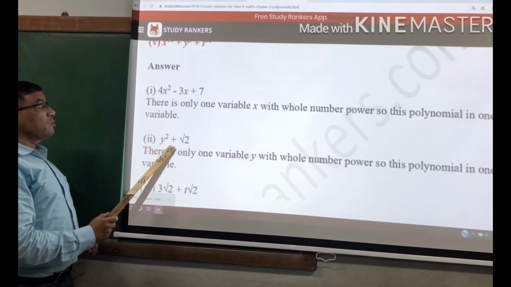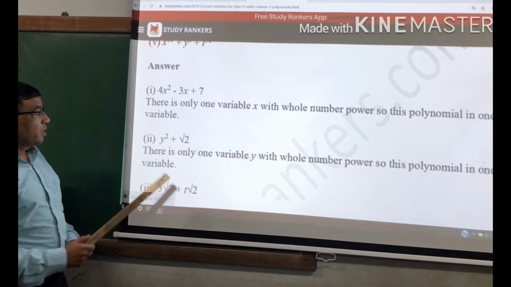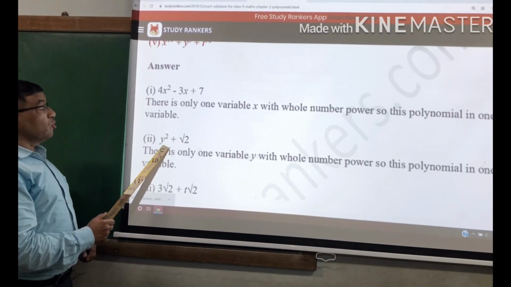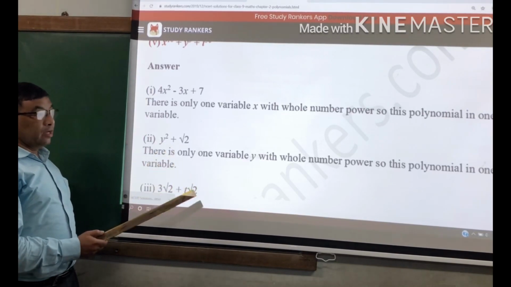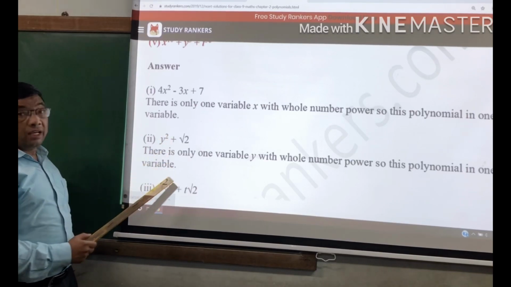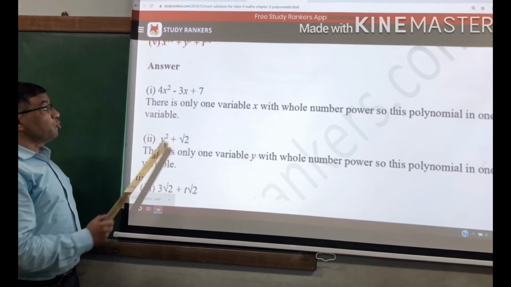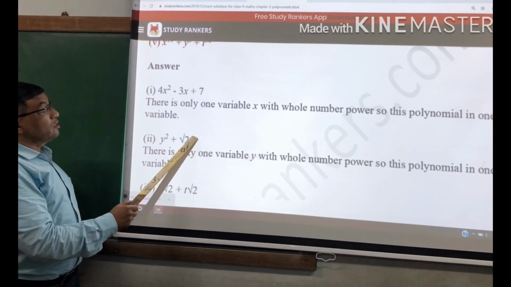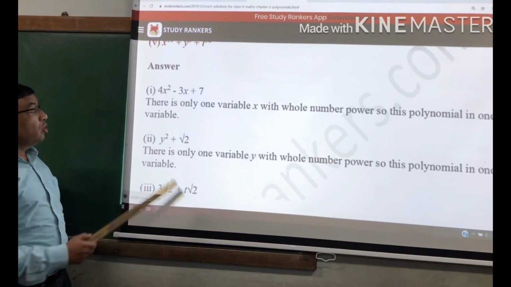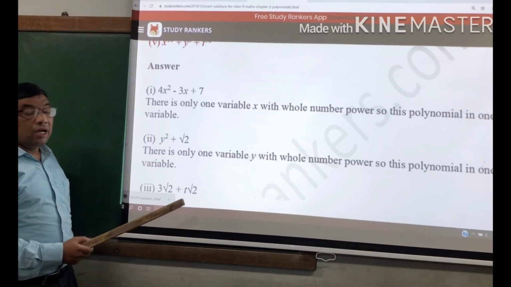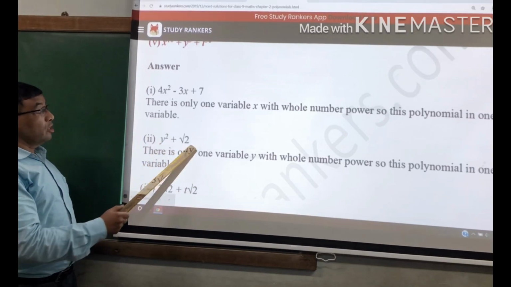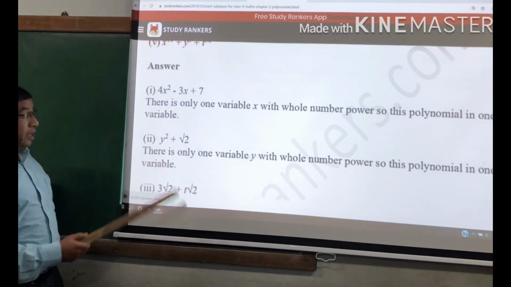Second one is y² + √2. Now once again we have to check what the powers of the variable are. Here the variable is y. So here y raised to power 2 is there. Here y raised to power 0 is there. So the powers are once again whole numbers, and so this one is also a polynomial.